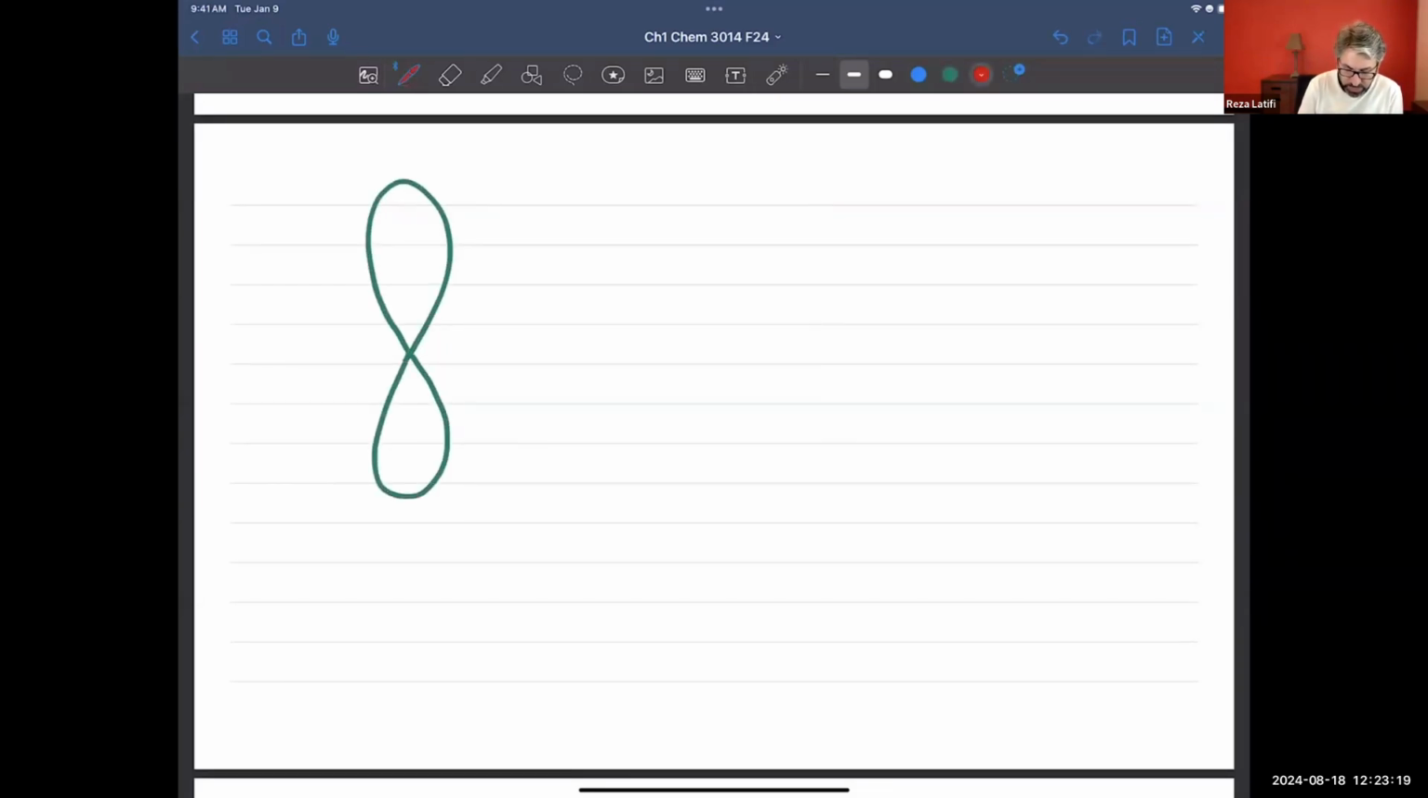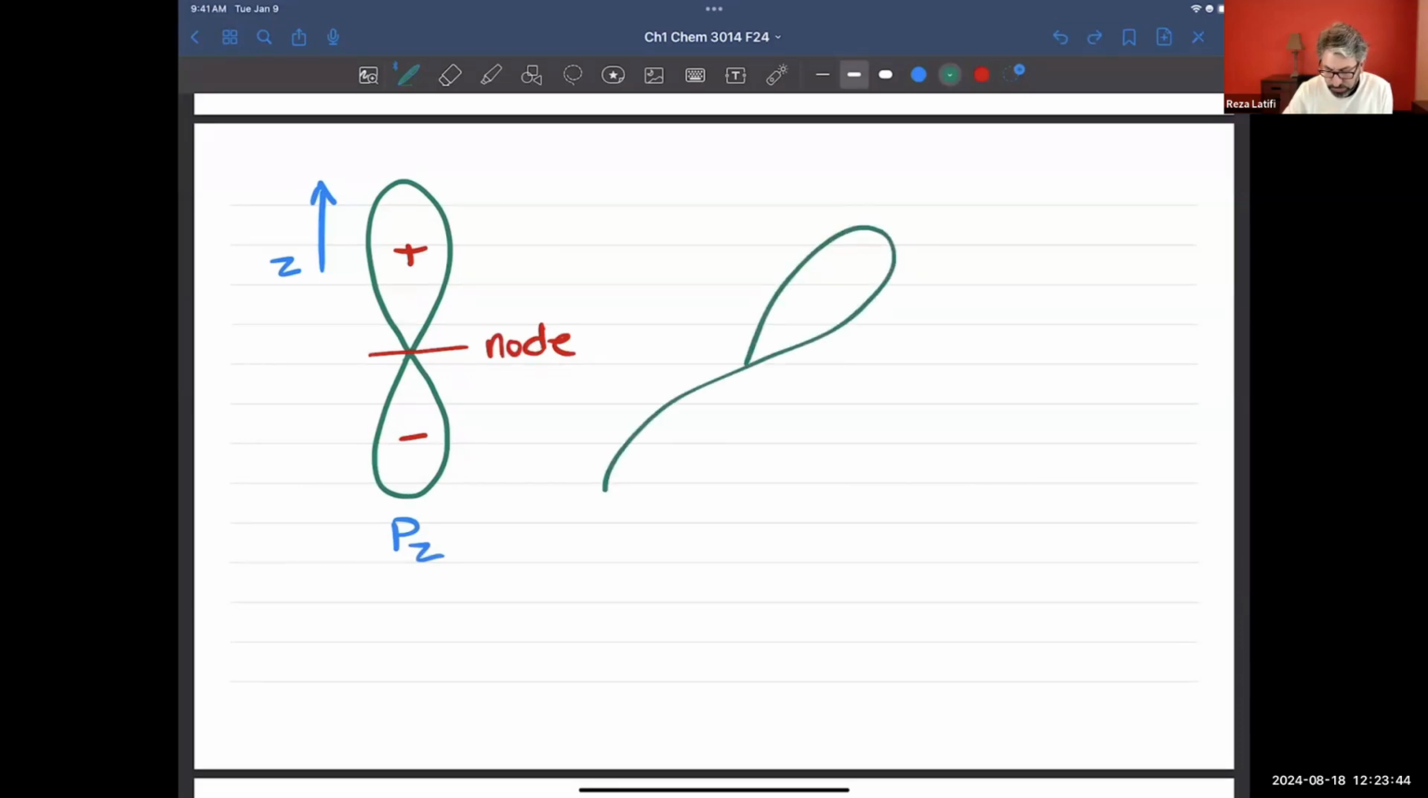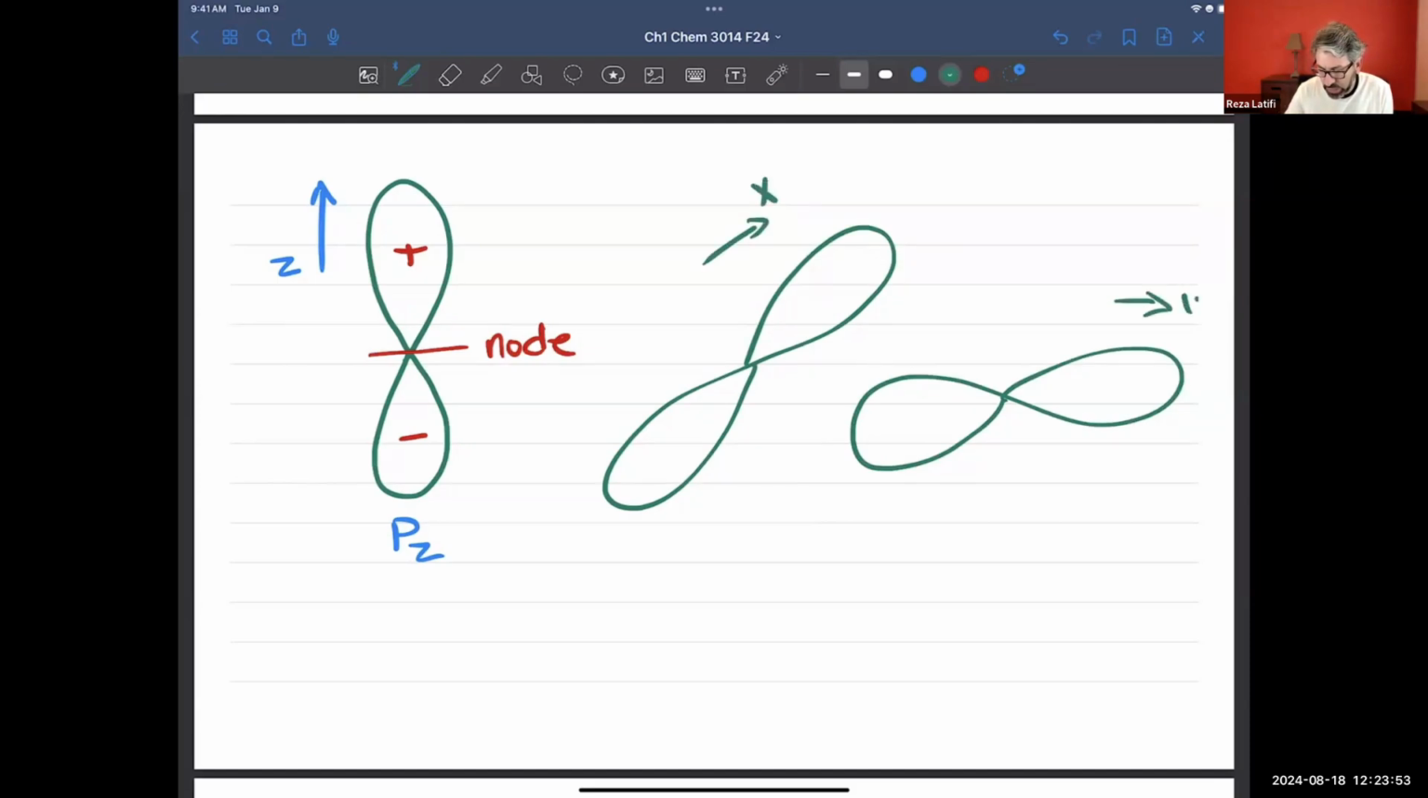Okay, and so we say positive, negative. And what's this? This is a node. A node is a plane that is changing the phase from positive to negative. If your orbital is aligned with z, we call it pz. If it's aligned with, say, y, if this one is x and that one is y, then this is px, and this one will be py.